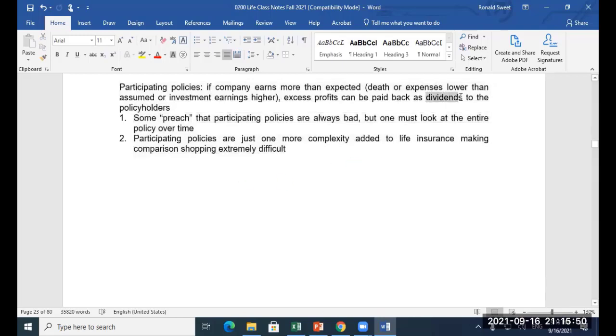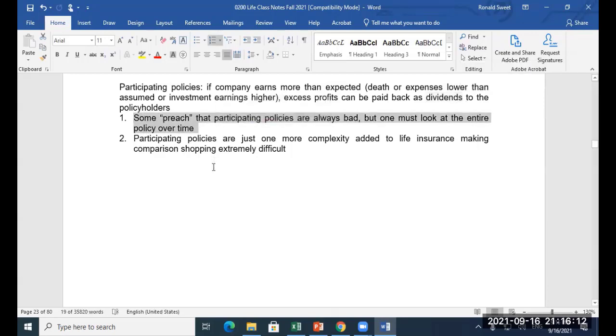This dividend we'll see later. You remember in your accounting statements, dividends to stockholders don't come out of net income. They come out of stockholders' equity. But this dividend actually comes out of net income. It's a dividend to the policyholders, not to the stockholders. So it's an expense.